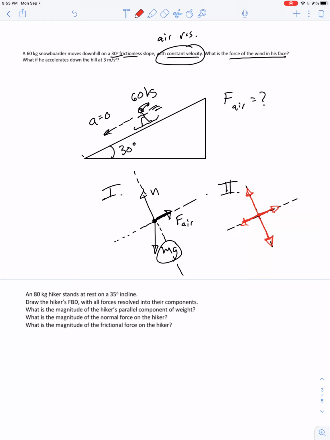Now in this case, notice I drew the normal force just as long as the component of gravity perpendicular to the incline, which we calculate as mg cosine theta, so those cancel out. And notice that I drew the other component of the weight, mg sine theta, just as long as I drew the vector for the air resistance. And you know why? Because we were given the hint that velocity is constant.